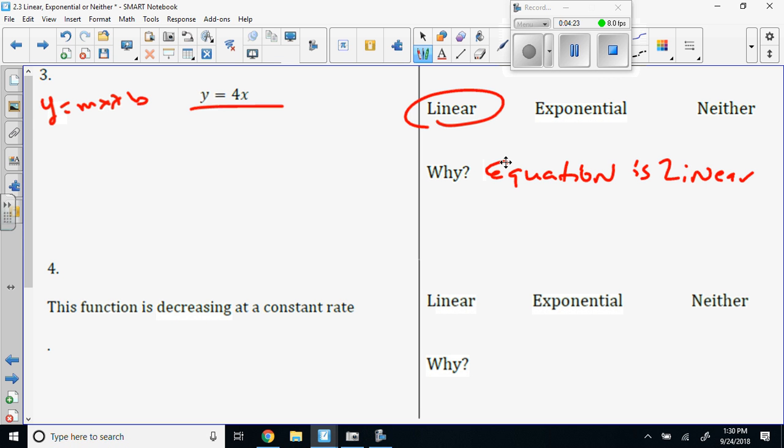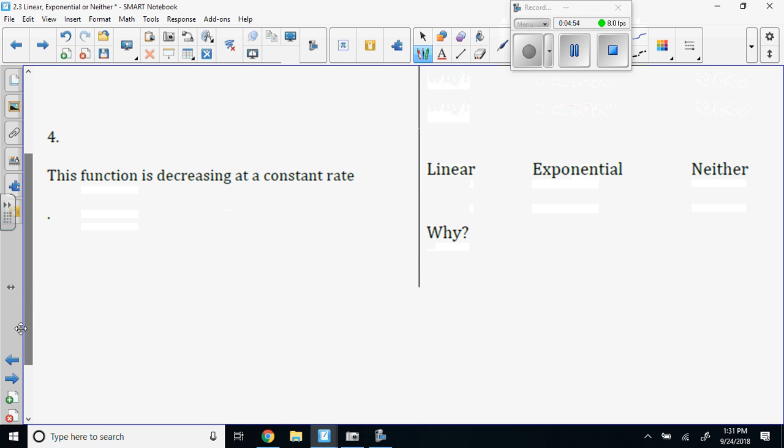How do you know by looking at it whether an equation's linear? Anybody know? What should the powers of y and x both be? 1. Thank you. Good job. When you have both the powers of y and x being 1, then the equation is linear. Now, the function is decreasing at a constant rate.